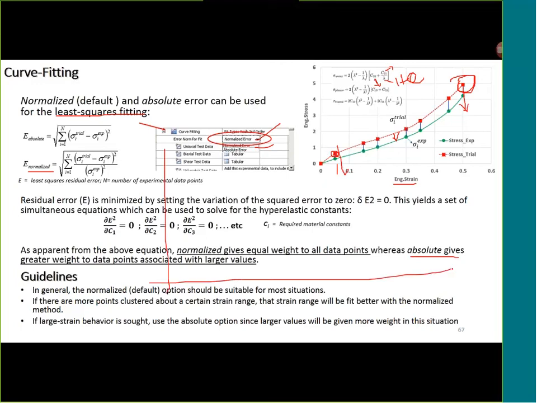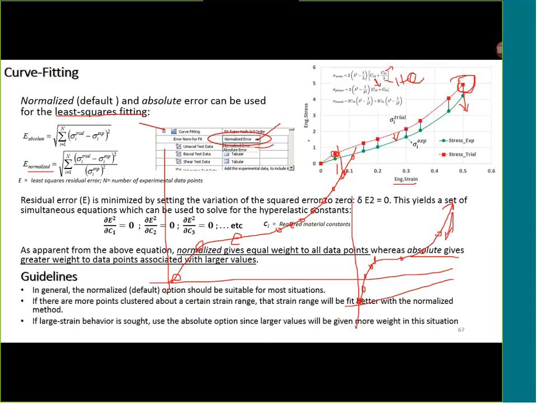Say for example, when you do the test, your data might be something like this. You may have a very large gap at the lower strain ranges, but you have very close data collected at the higher strain ranges. Okay, or your case may be the other way also. You might have a lot of data at the very low strain ranges, but there will be only a small number of data, with a large gap at the higher strain ranges.